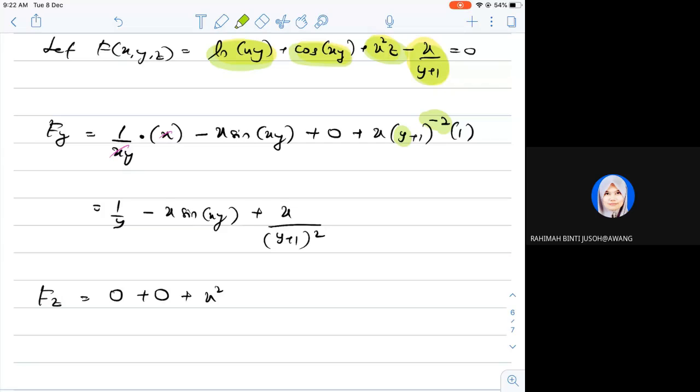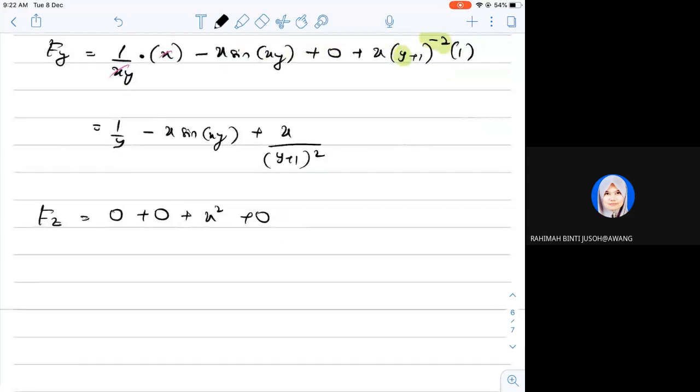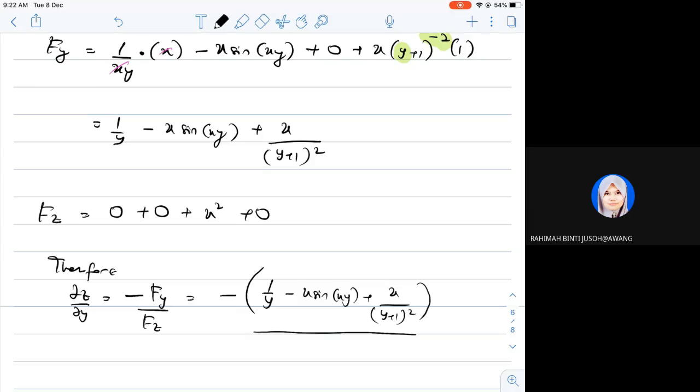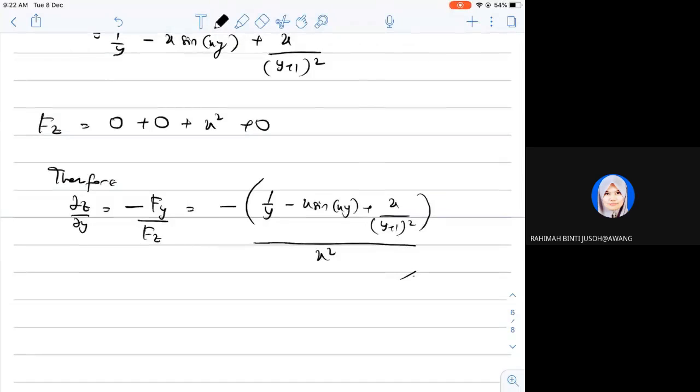How about the last term? Differentiate x over y plus 1 tu. You akan dapat apa kalau differentiate terhadap z? 0, 0. Yes, so 0. Okay. So fz adalah x squared je. Therefore, siap dah lah. Therefore, del z over del y equals to, don't forget negative, Fy over fz, so we will have a negative, buka kurungan, 1 over y, negative x sine xy, plus x over y plus 1 squared. Okay, over x squared. So you can leave your answer like this.